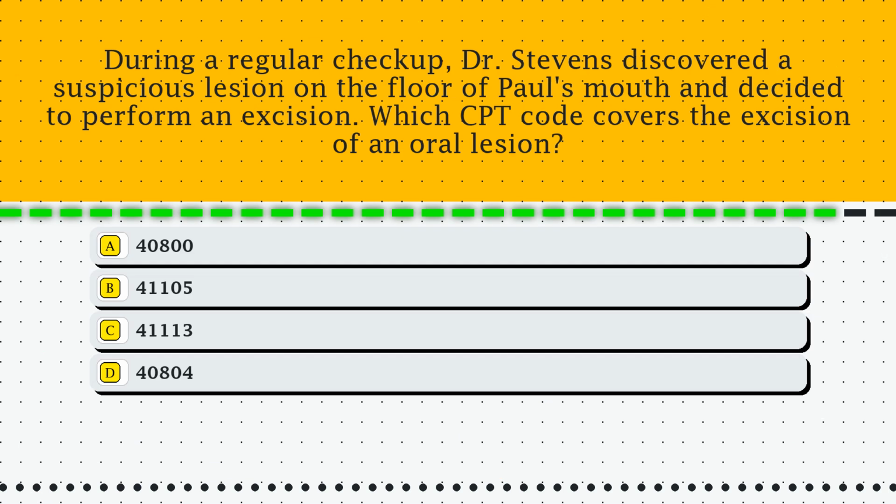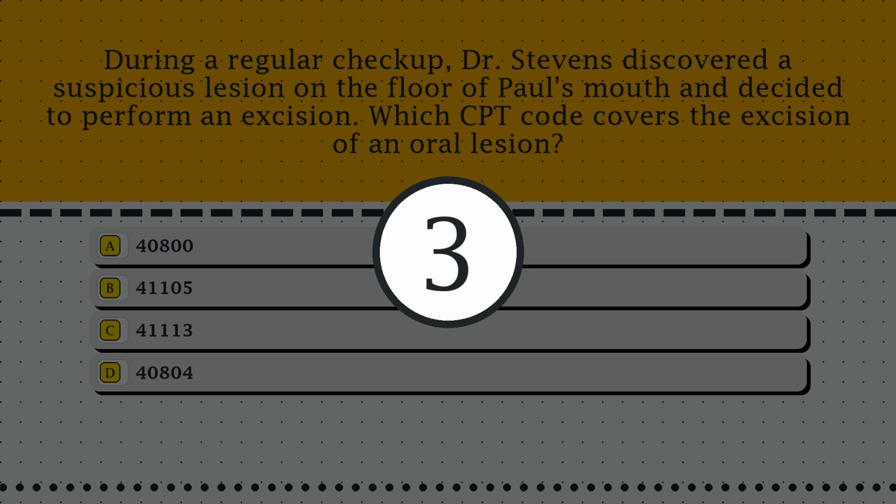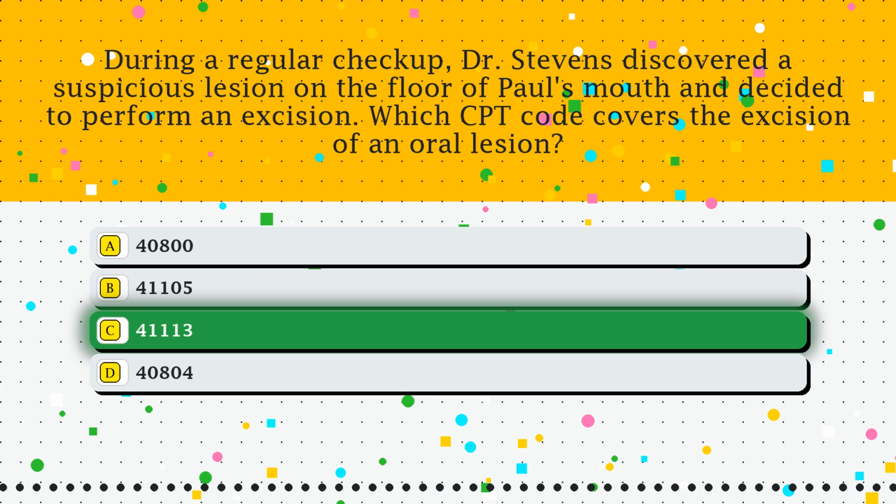Question 191. During a regular checkup, Dr. Stevens discovered a suspicious lesion on the floor of Paul's mouth and decided to perform an excision. Which CPT code covers the excision of an oral lesion? Option A. 40800. Option B. 41105. Option C. 41113. Option D. 40804. The correct answer is option C. 41113.